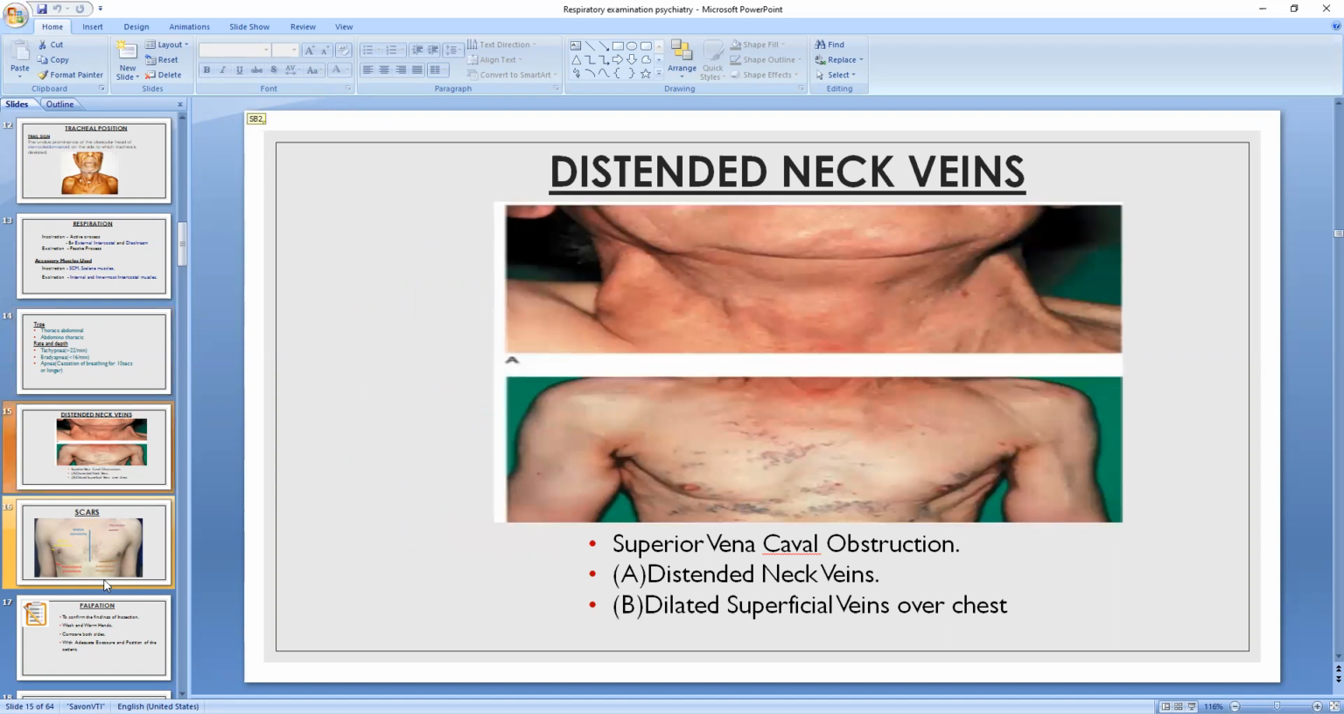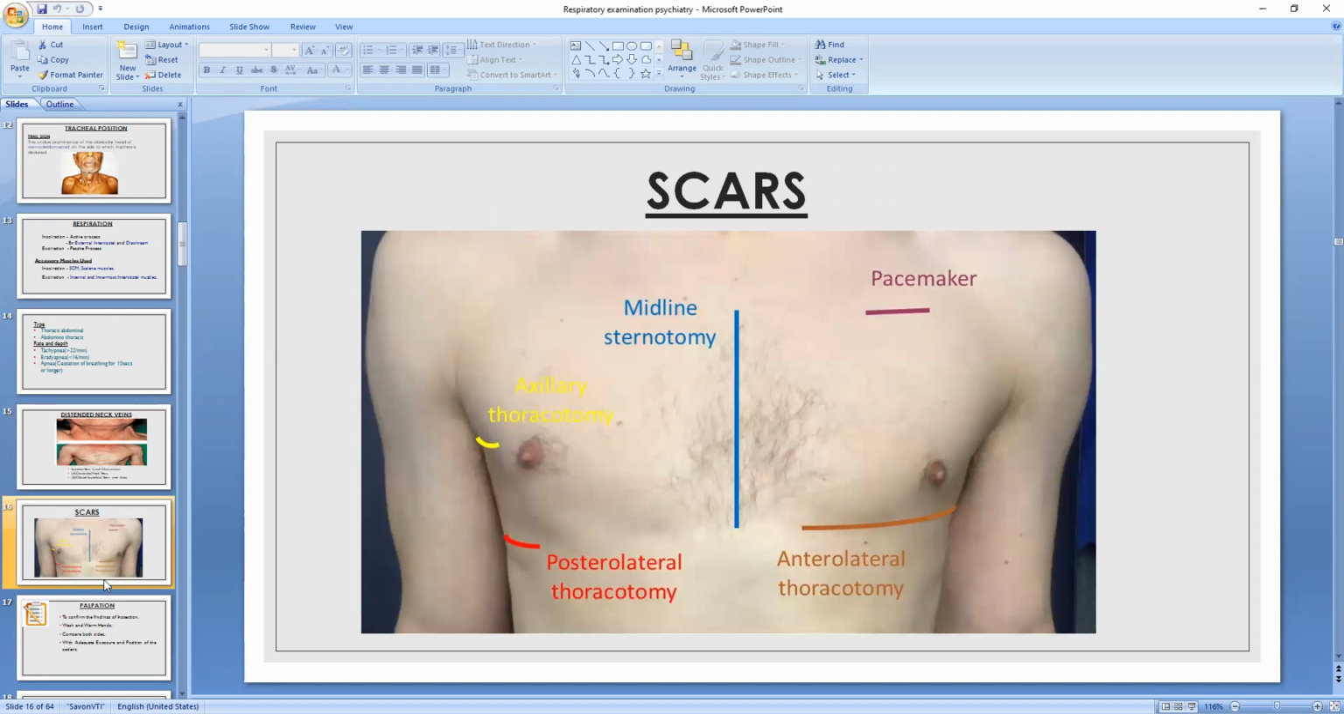We can also look for the distended neck veins and dilated superficial veins over the chest in case of superior vena cava obstruction. We can look for the various scar marks, which can tell us about the previous surgical history of the patient.